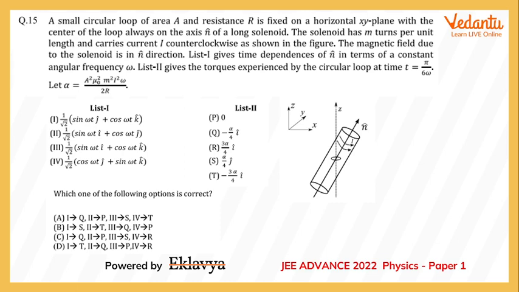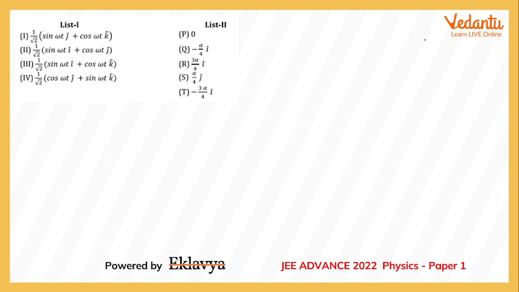Hi students, so we are discussing question number 15 of paper 1 of physics of JEE Advanced 2022. In this question, a small circular loop of area A and resistance R is fixed on the horizontal XY plane. So let's first draw a horizontal plane and let's try to understand what is happening.